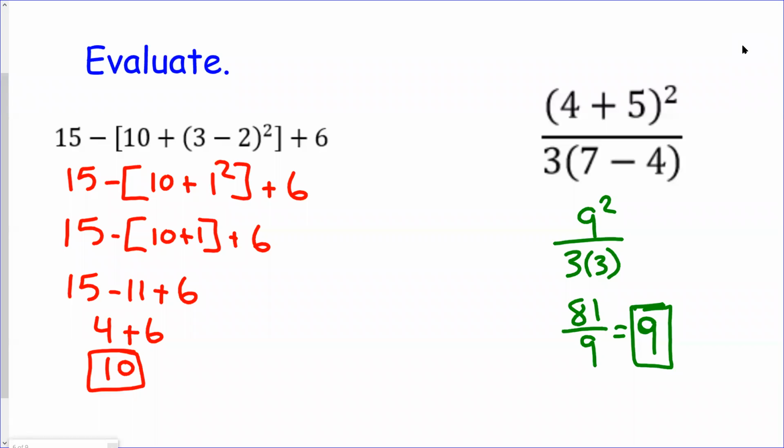So hopefully you got 10 for the first one and 9 for the second one. If you did not, I'd like you to take a look and see maybe where you made your mistake. If you're actually in person during class, we can talk about it as well. I went through and broke them all down. So 10 on the left, 9 on the right.